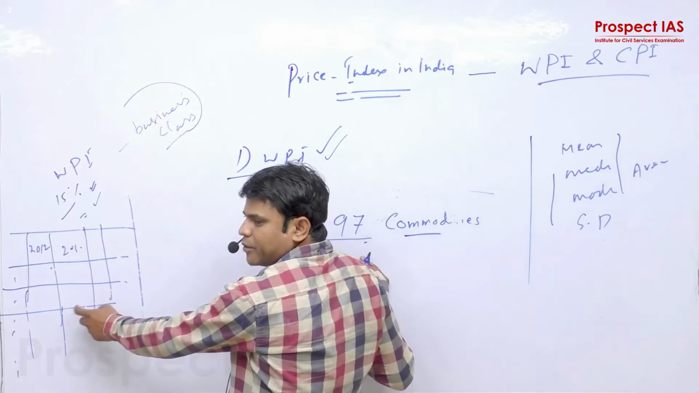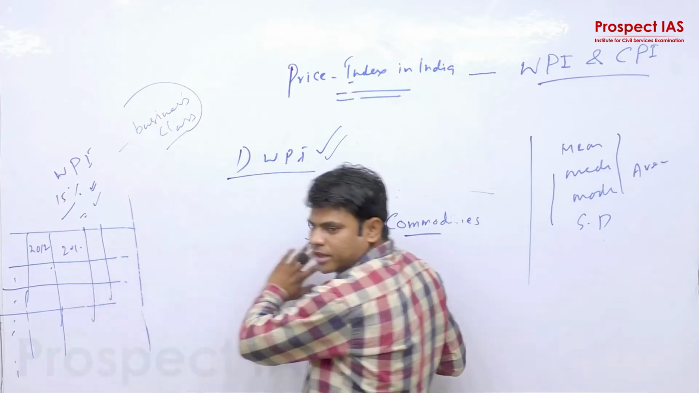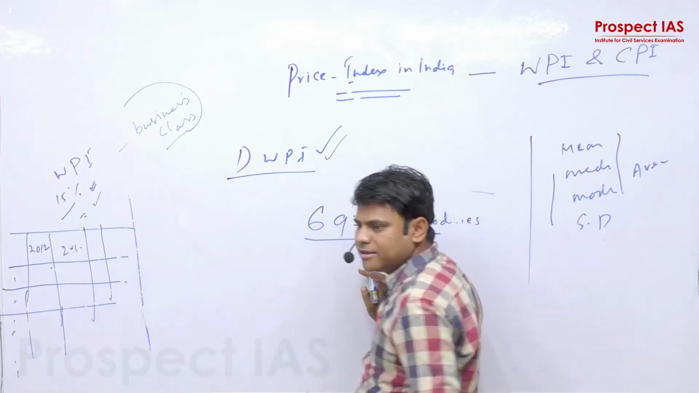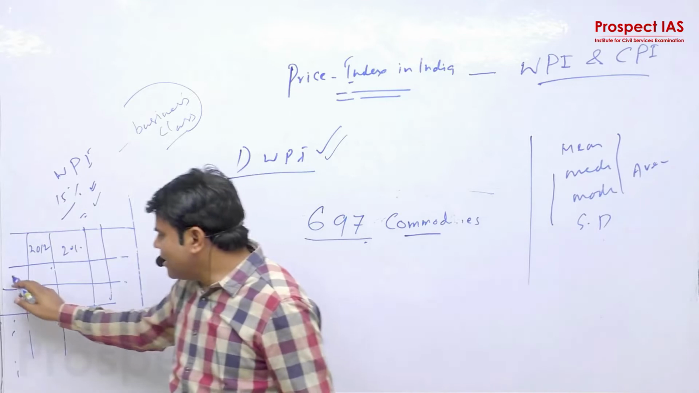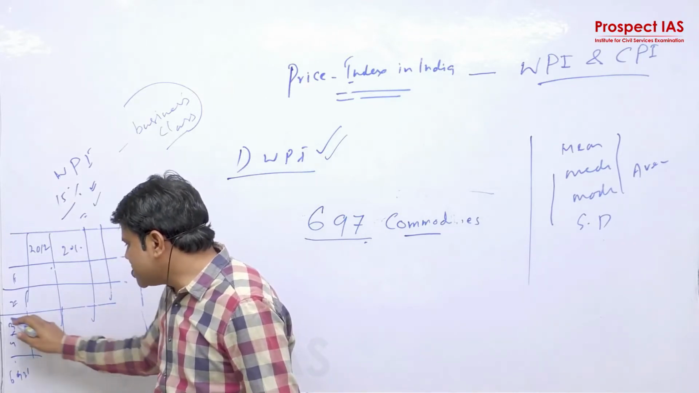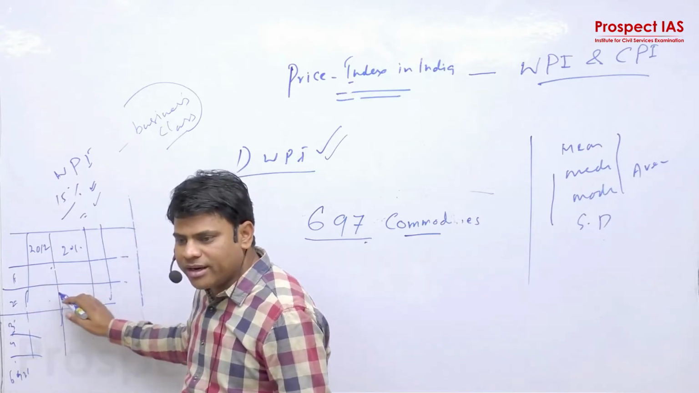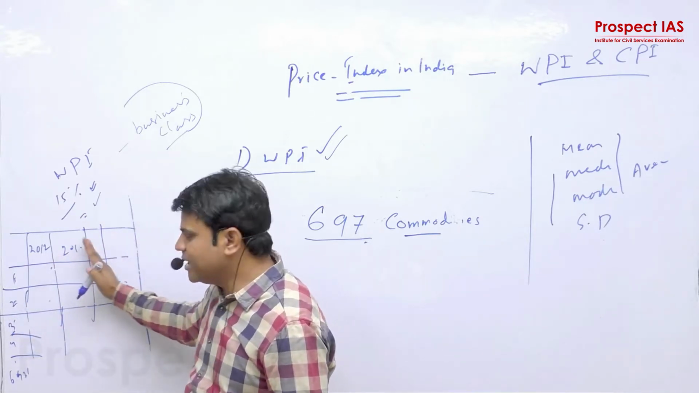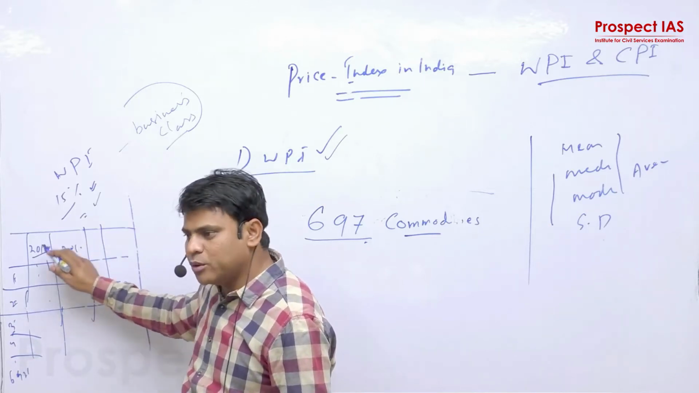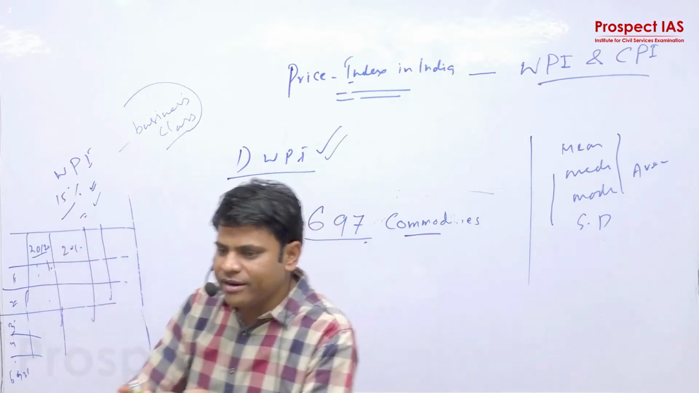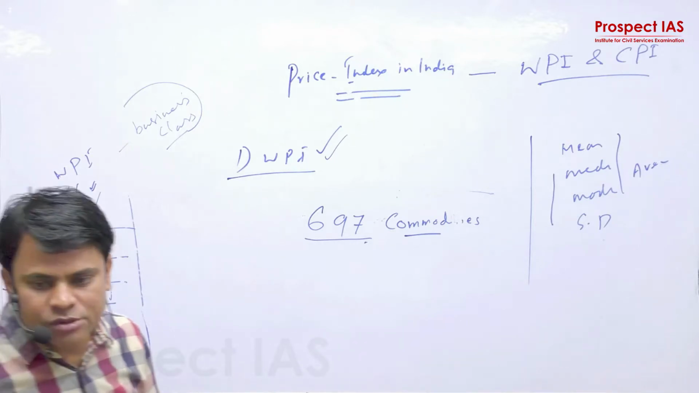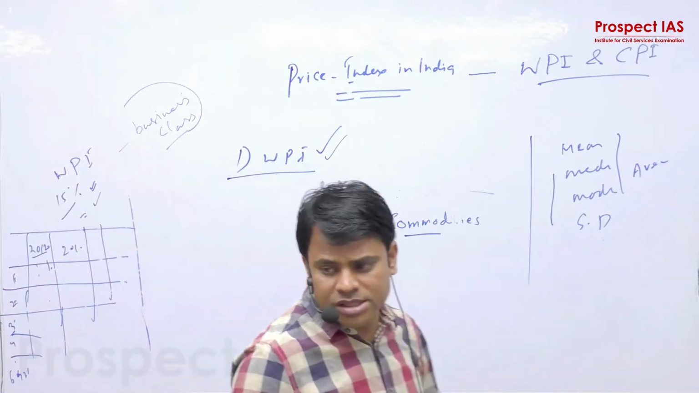bought and sold where? In the wholesale market. It's not bought and sold in the retail market. They are traded in the wholesale market. We just record their prices, 697 commodities. The price of each one of them is recorded every year, what were their prices in the month of January 2012, then in the month of February 2012. Every month, every year, we keep recording their prices so that we have a very comprehensive table of prices of all these articles which are traded in the wholesale market.